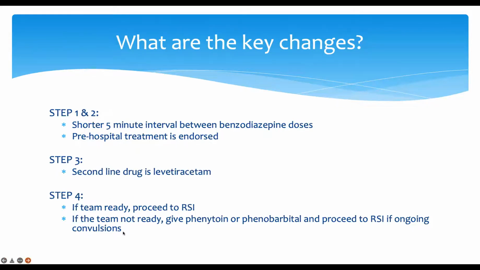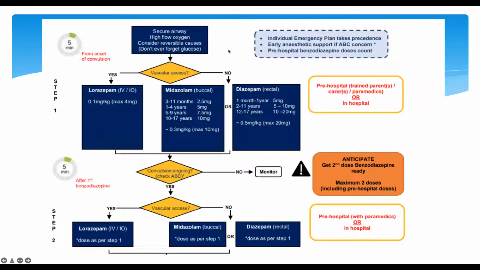So if I take you through the quick steps, I hope you can see fully. First is securing the airway, high flow oxygen, and considering reversible causes. Again, the individual emergency plan takes precedence. And if anesthetic support is needed, if the ABC is a concern, for example, the child needs intubation because of a compromised airway, that should take precedence even before giving all these drugs. The same as before, if there is vascular access, go to IV lorazepam. I'm talking about 5 minutes from the onset of the seizure in this case.